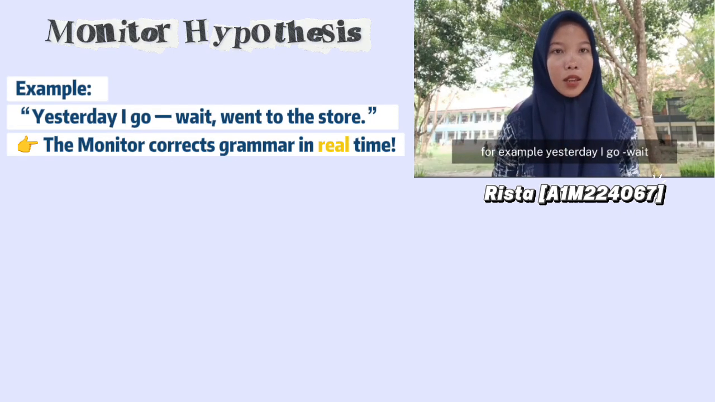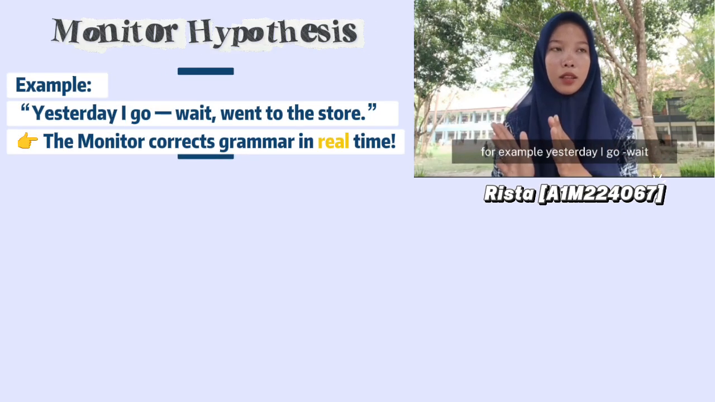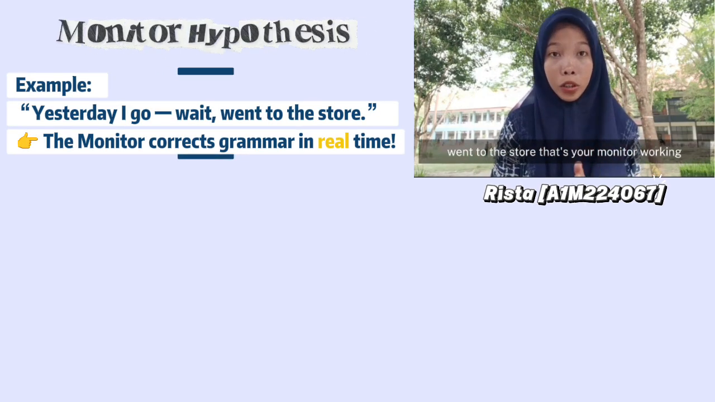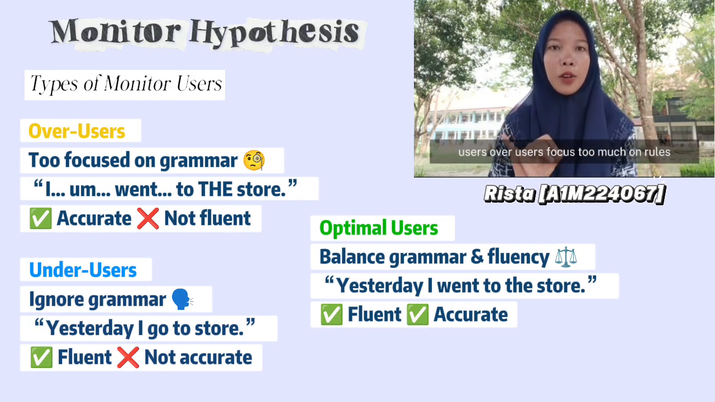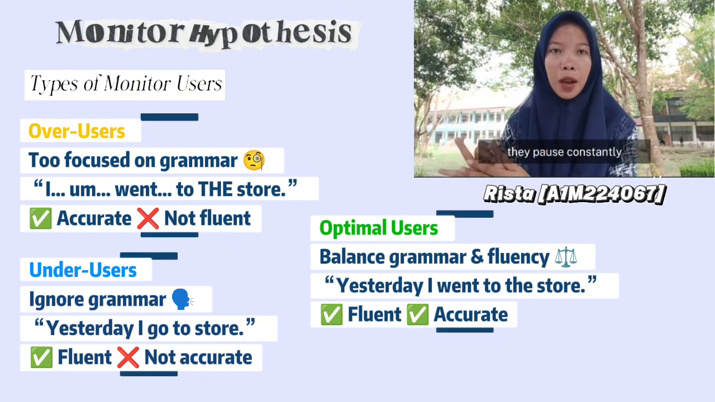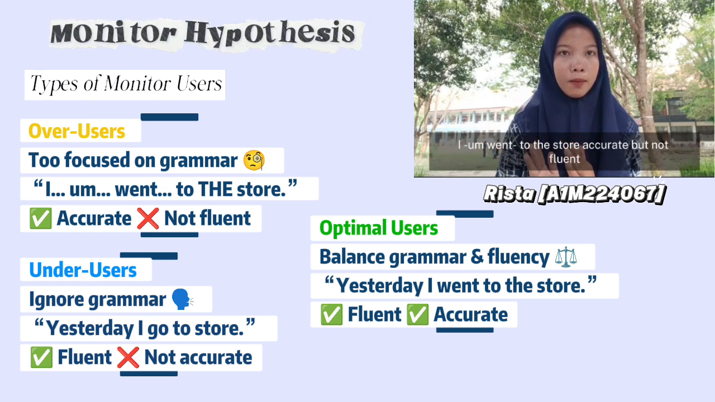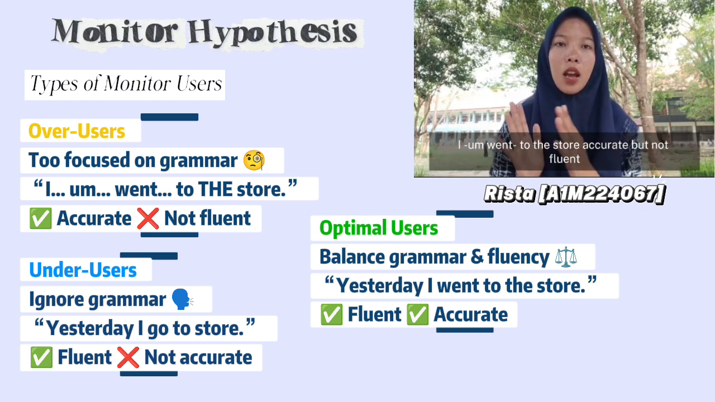When you speak, your acquired system produces words naturally, while your learned system monitors or edits your grammar. For example, "Yesterday I went to the store." That's your monitor working. There are three types of monitor users. Overusers focus too much on rules. They pause constantly. "I went to the store." Accurate but not fluent.